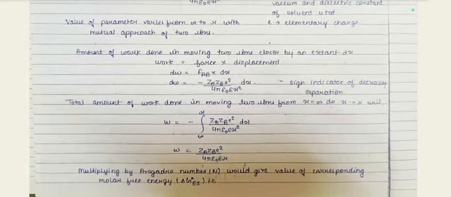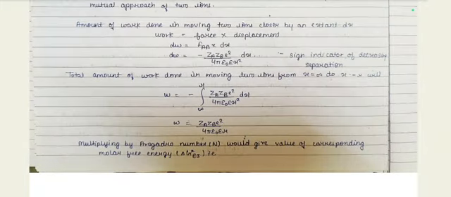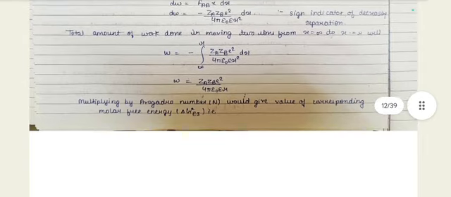will be w is equal to minus integration x from infinity to r of Za Zb e square by 4 pi epsilon naught epsilon x square dx. W is equal to Za Zb e square by 4 pi epsilon naught epsilon r. Multiplying by Avogadro number would give the value of the corresponding molar free energy, delta G star EI. Delta G star EI is equal to N Za Zb e square by 4 pi epsilon naught epsilon r.